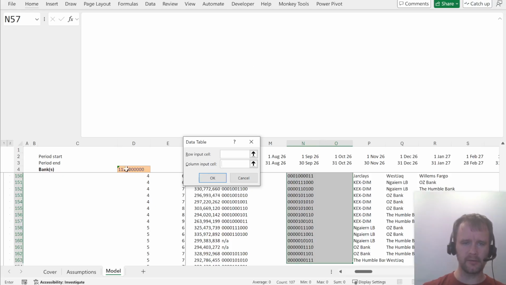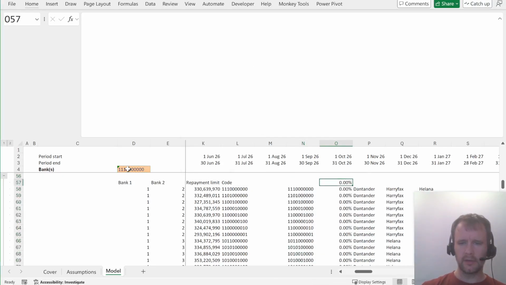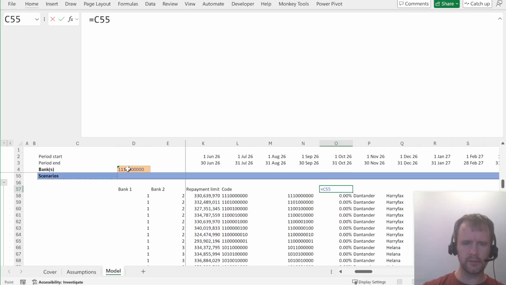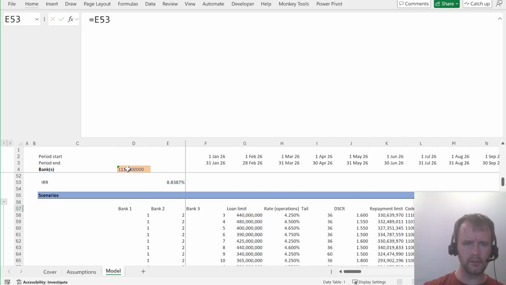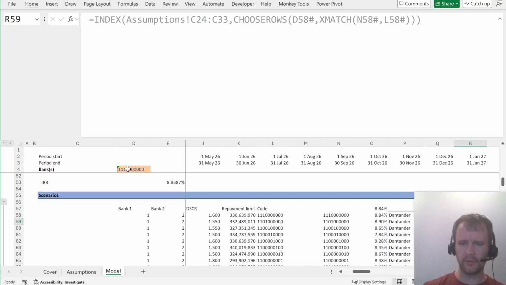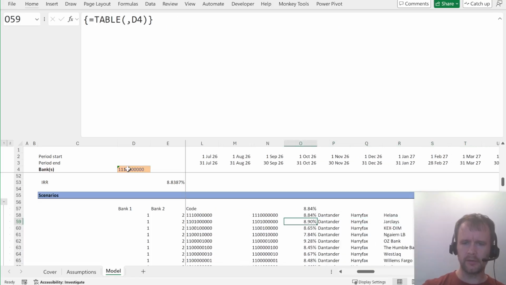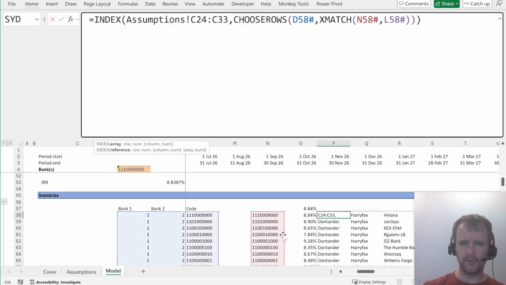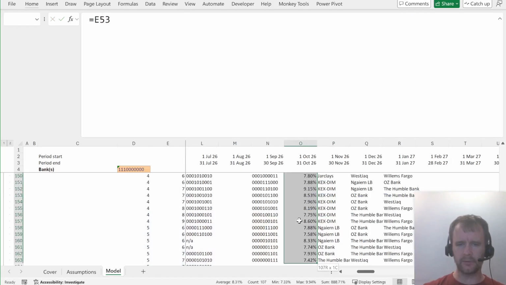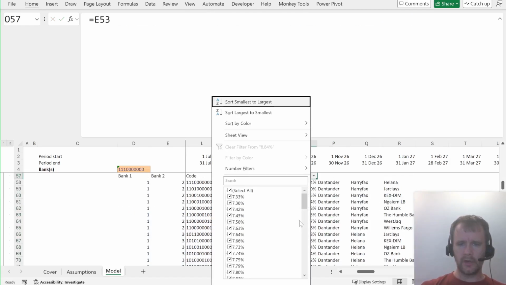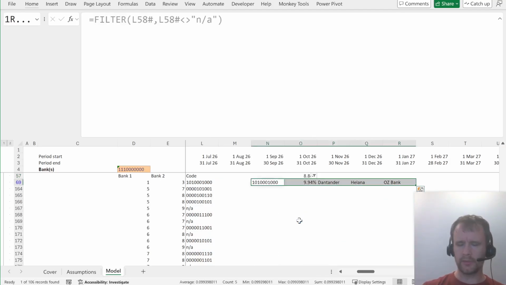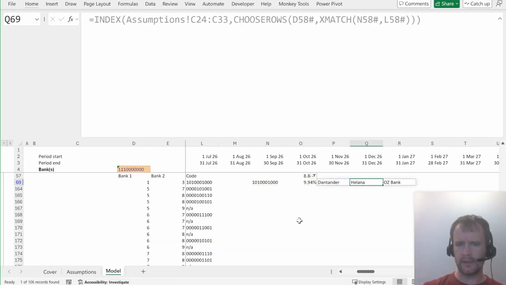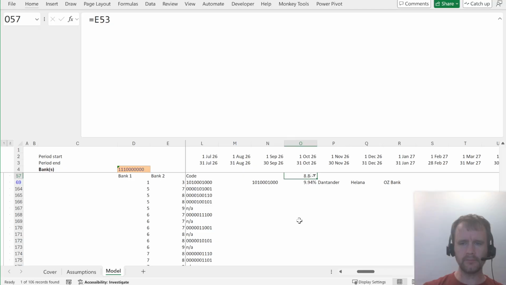And then I'm just going to make this my variable input cell and calculate. Sorry, that might be pointing to the wrong place. So it's right, I had an F, that's why I wasn't picking up the format. So that's already calculated, super. And then here I'm just converting this back into which banks do I get. So I think that the best equity IRR you can get is 9.94% from Santander, Helena, and Ozbank.